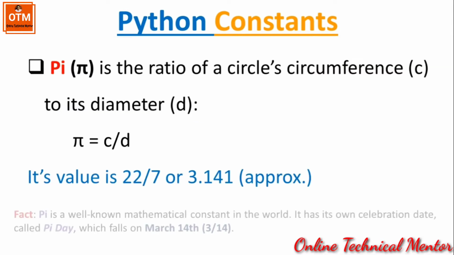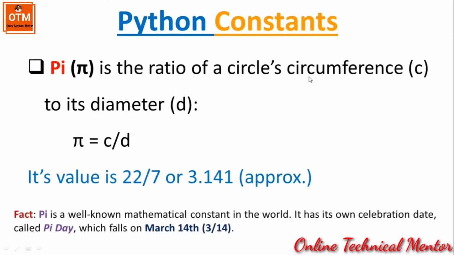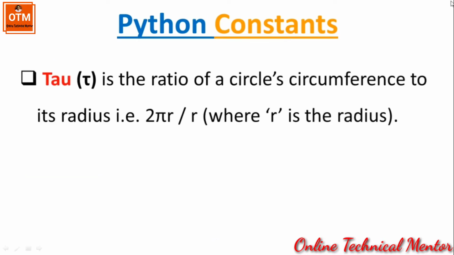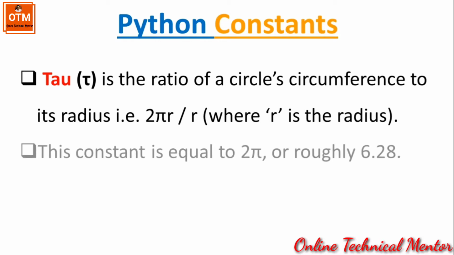Now it's a very interesting fact that pi is a well-known mathematical constant in the world. It has its own celebration date called Pi Day, which falls on March 14th, 3/14. Next, move to tau. Tau is the ratio of a circle's circumference to its radius, that is 2 pi r divided by r, where r is the radius. This constant is equal to 2 pi, or roughly 6.28.